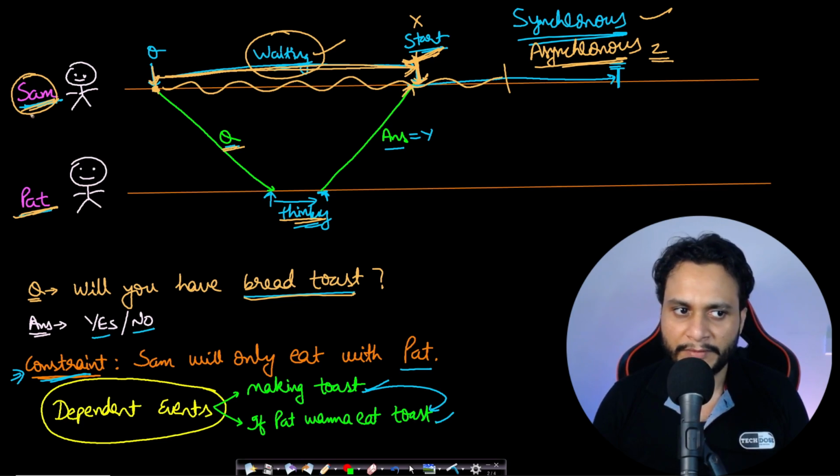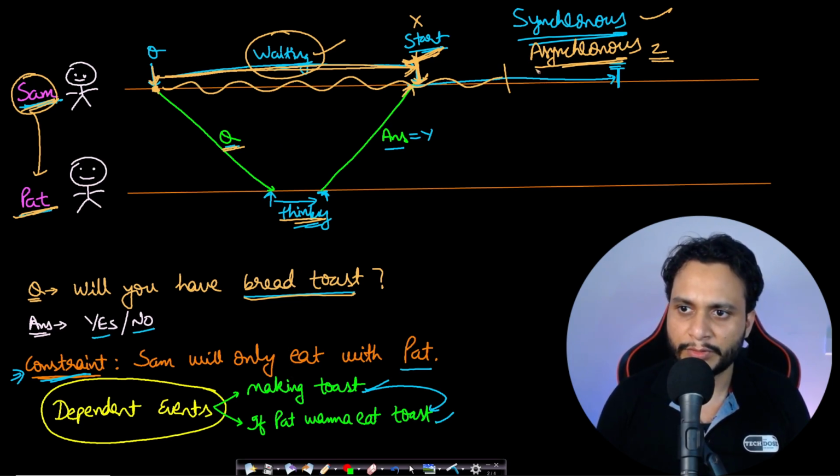So if the events are not dependent, then why wait? Let's start as soon as we know that we have to make it, right? So just to make it more efficient, we go with asynchronous process if the events are independent. Otherwise, with synchronous process, you can solve whatever is the constraint.